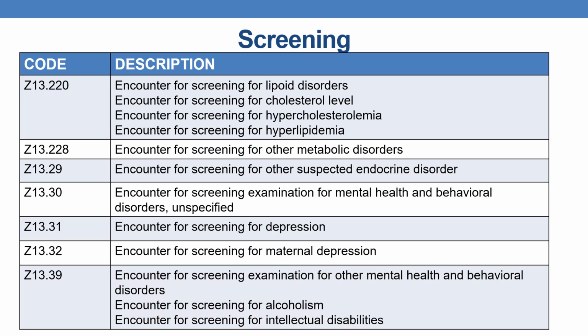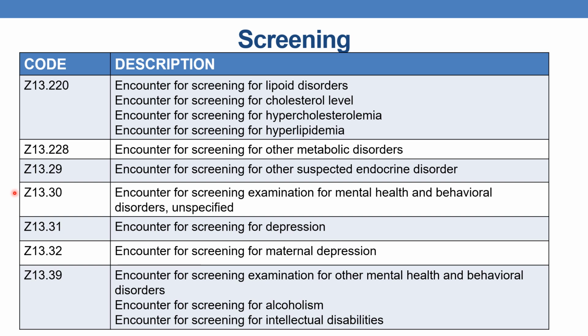The next code is Z13.220, encounter for screening for lipid disorders, lipoid or lipid disorders, or encounter for screening for cholesterol level or hypercholesteremia or hyperlipidemia. In all these cases, the code is Z13.220. The next is Z13.228, encounter for screening for other metabolic disorders. The next is Z13.29, encounter for screening for other suspected endocrine disorder.